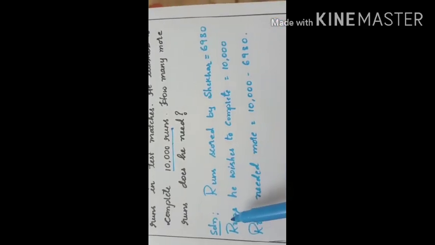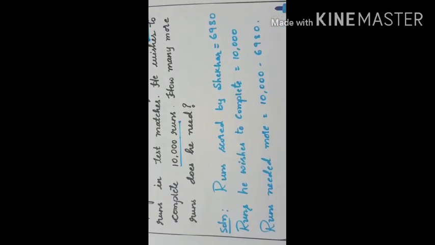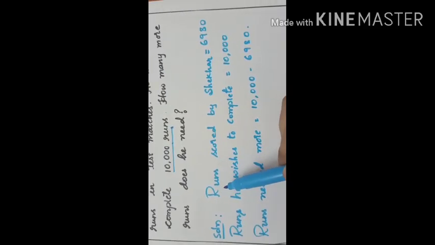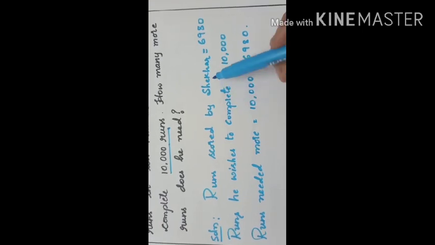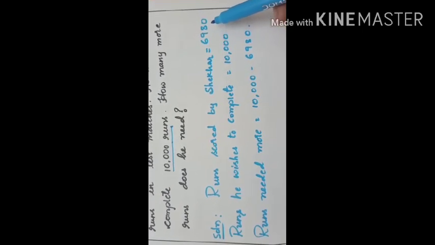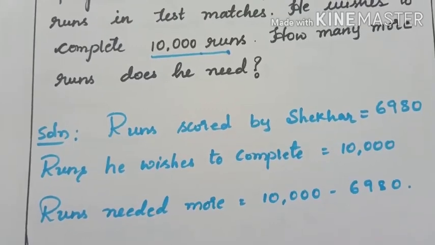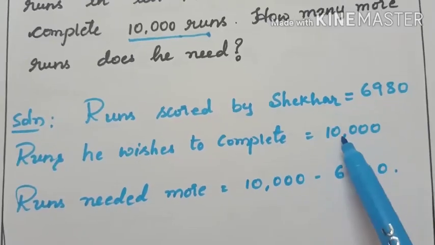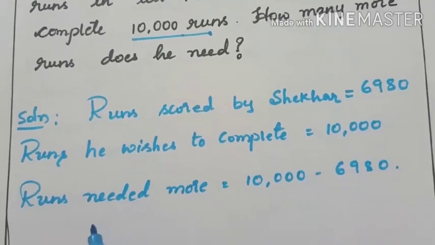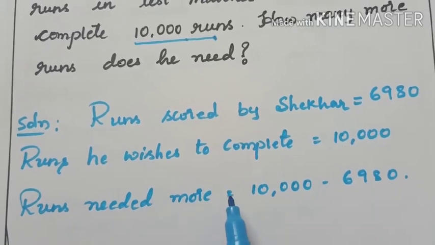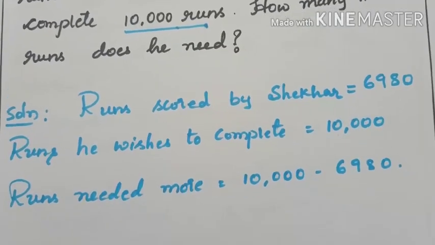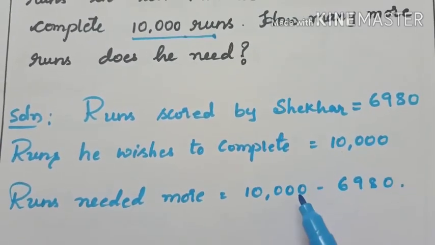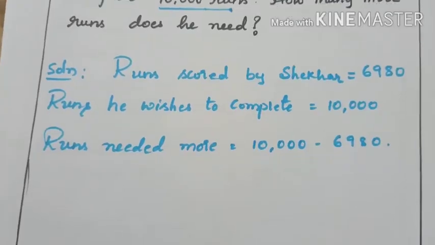Okay, write down the solution. See, for the statement problems, you should always write complete sentences. Write down the first sentence. Runs scored by Shekhar is equal to 6,980. Write down the next sentence. Runs he wishes to complete, means his target, 10,000. Now runs needed more. How many runs does he need more? To calculate that, you should subtract 6,980 from 10,000. Let us do the subtraction.